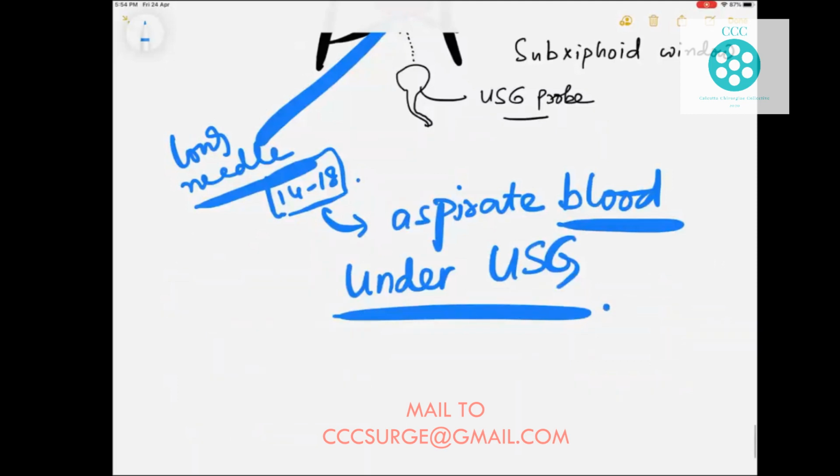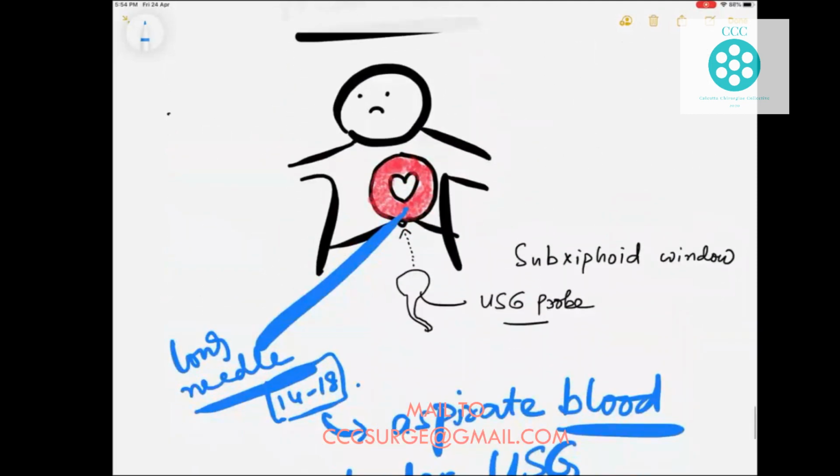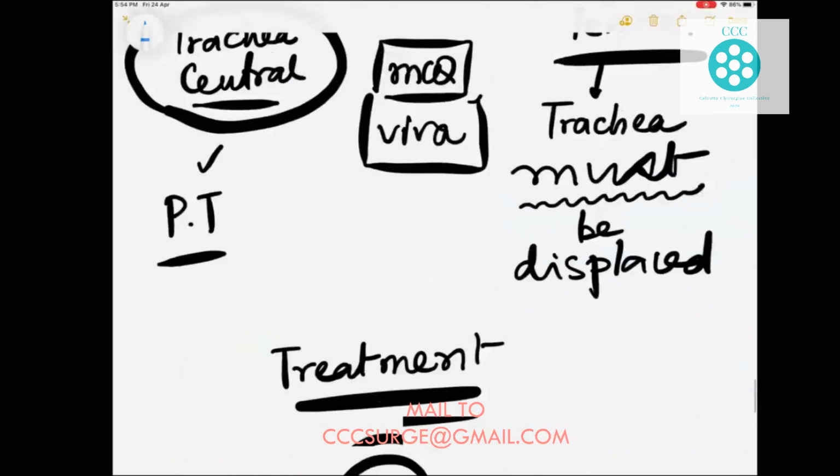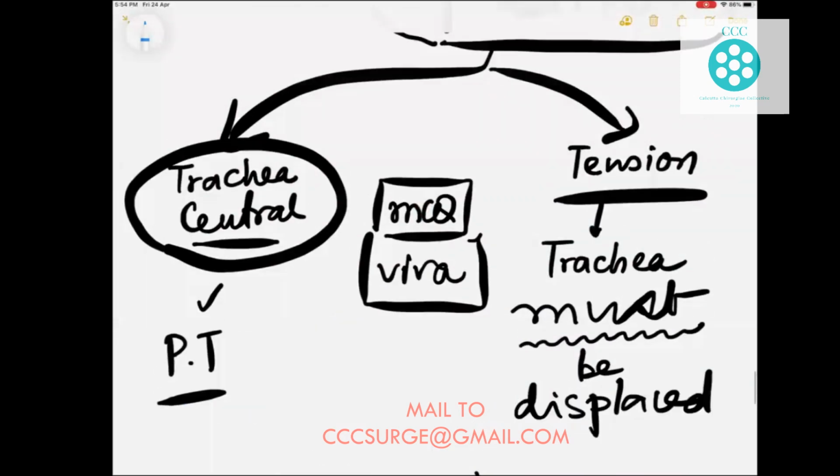But remember, your guidance is always under ultrasound. So please remember that. So I have completed pericardial tamponade for all. Remember, you don't blindly poke in. You take an ultrasound probe, subxiphoid window, introduce a needle from the subxiphoid place. Now tap out the blood. So this completes the story for everything. So I've told you all things about it.